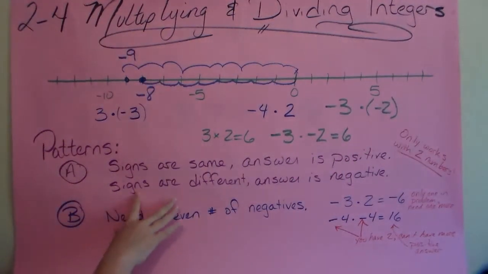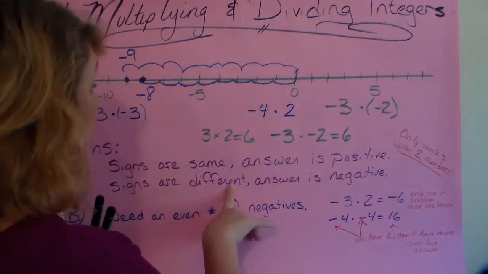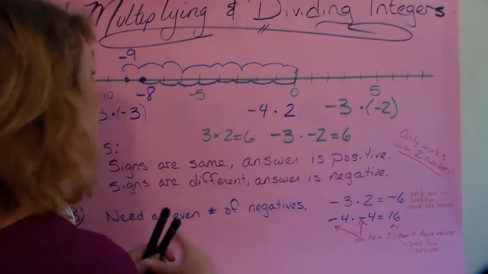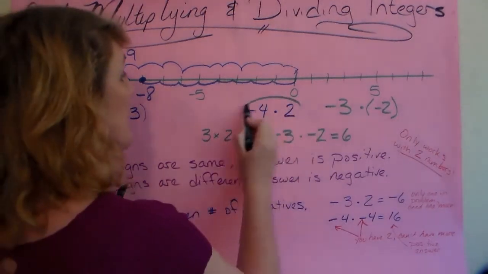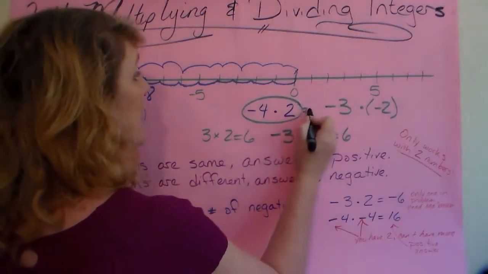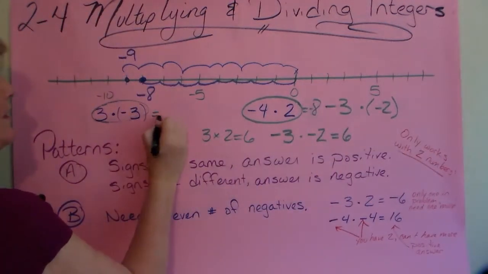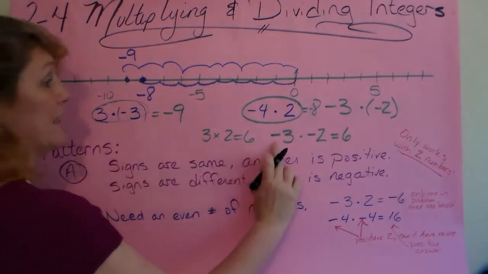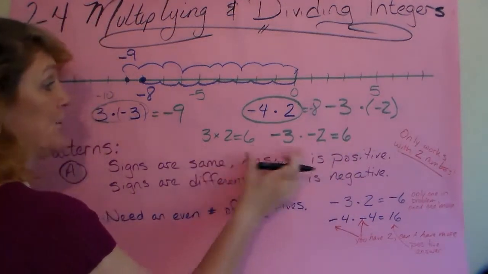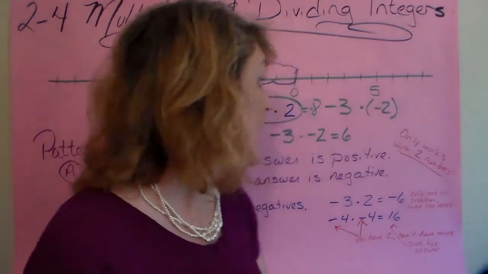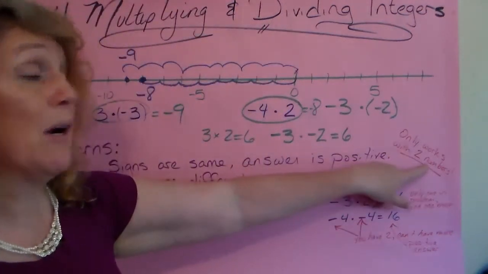The other way to think of it, if the signs are different, nope, signs are the same, the answer is positive. The signs are different, the answer is negative. So here, the signs are different, and the answer is negative. The signs are different, the answer is negative. The signs are the same, the answer is positive. Okay? Now that helps you if there's only 2 numbers.